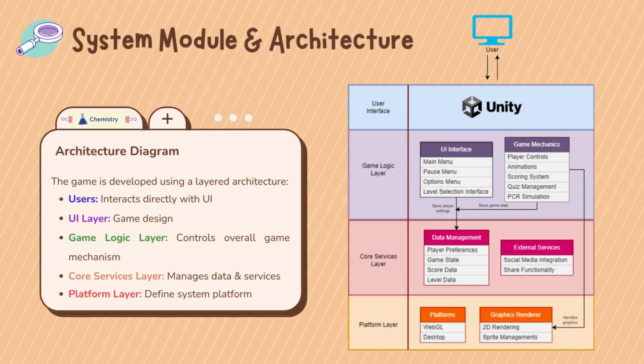As for the game architecture, it is designed in a layered architecture. As we can see in the diagram, the user interacts directly with the user interface, and it is designed by using Unity engine. Meanwhile, the game logic layer controls the overall game mechanism. It also interacts with the core service layer, where it manages data and external services like social media linkage in the game. Finally, the platform layer defines the system configurations like its platforms.